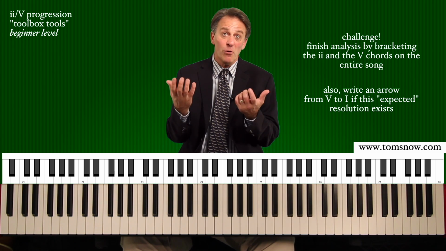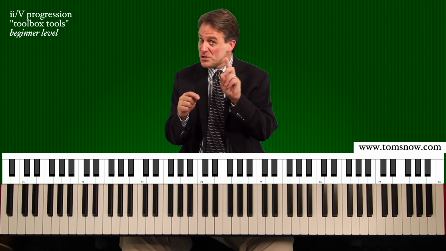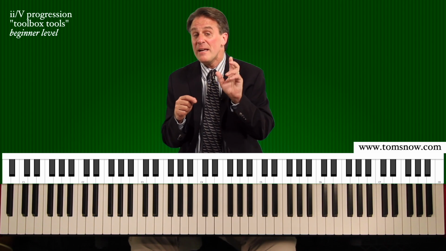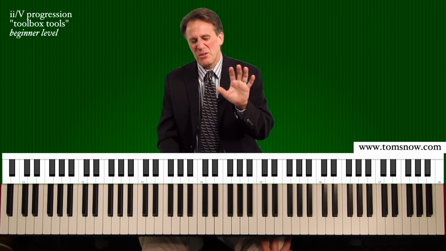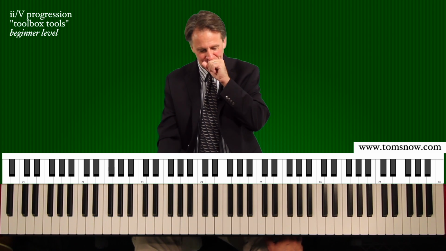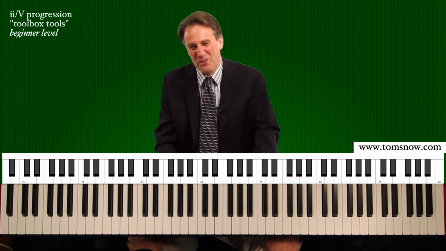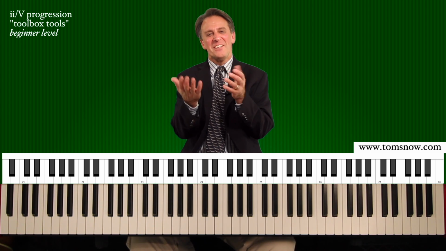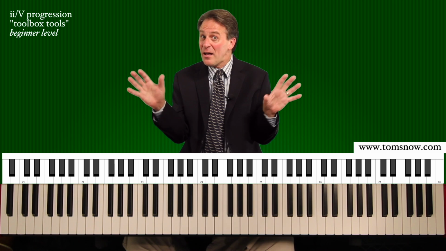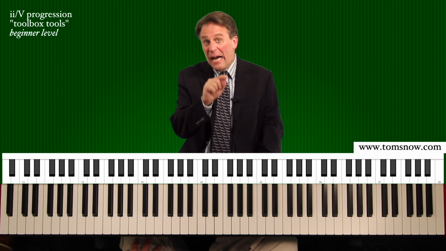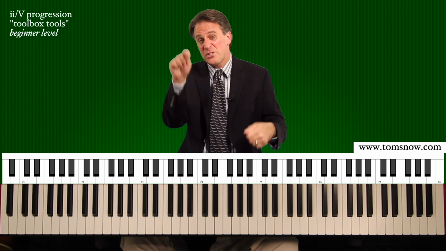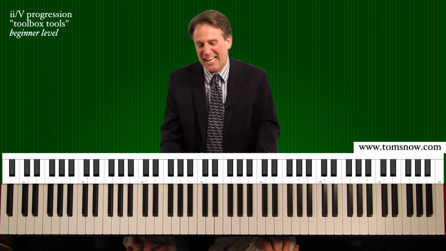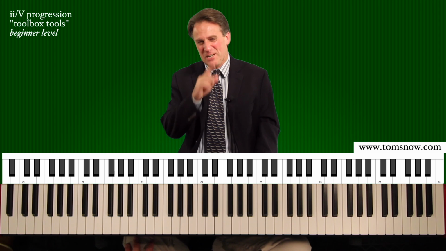I'll close with that as far as the analysis goes, but I would challenge you to print those three sheets. The one labeled lead sheet has all the answers, so you can look at all the answers, but I'd challenge you to take the grand staff one that has none of it done, and find a D minor 7 chord followed by a dominant 7 chord. Chances are, and in this case it is the case, that's the 2-5 progression. Bracket those.